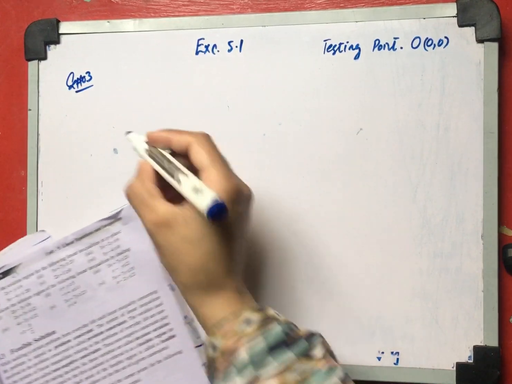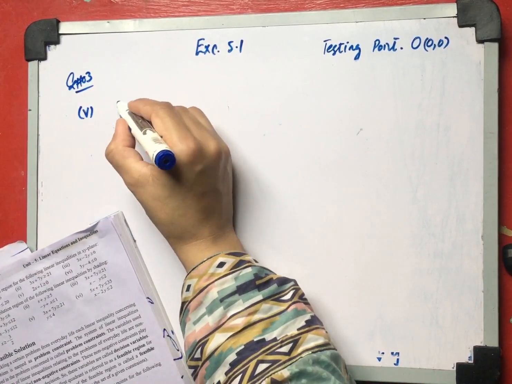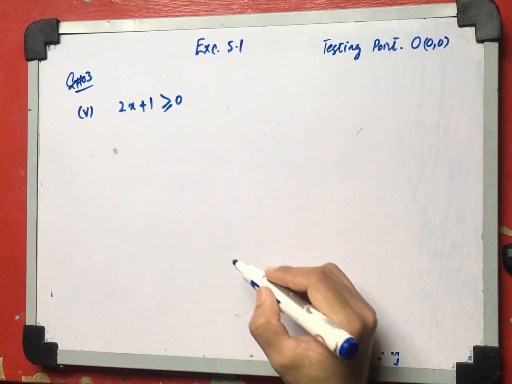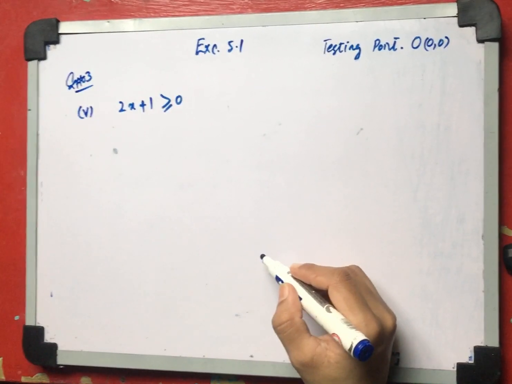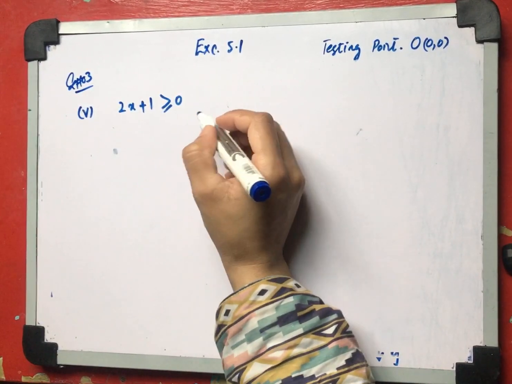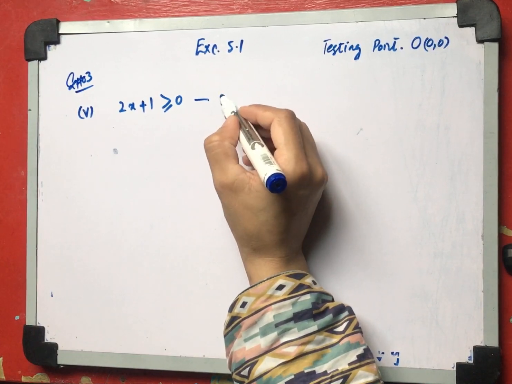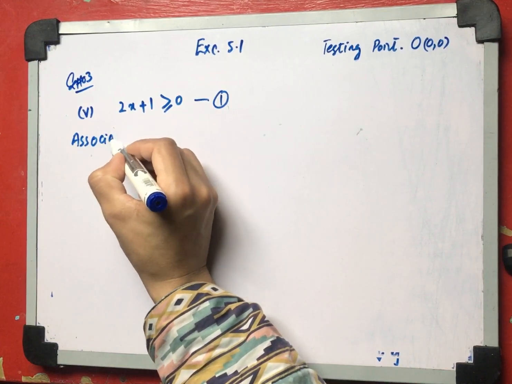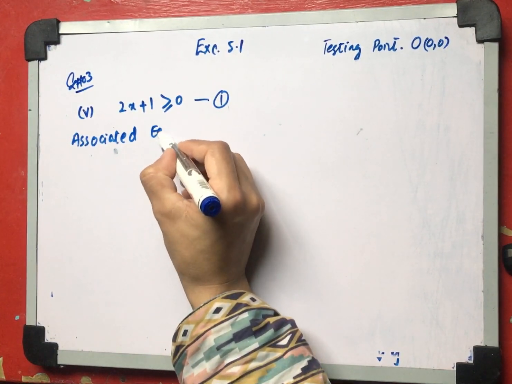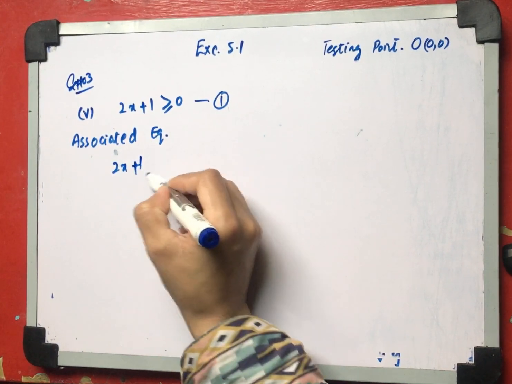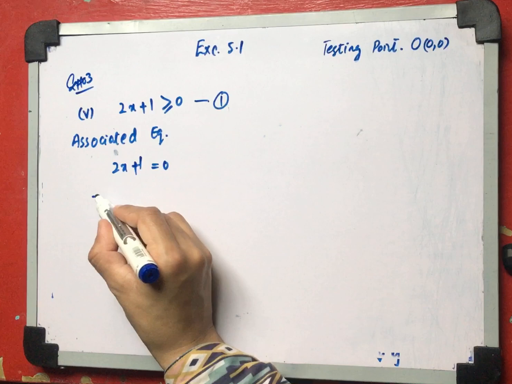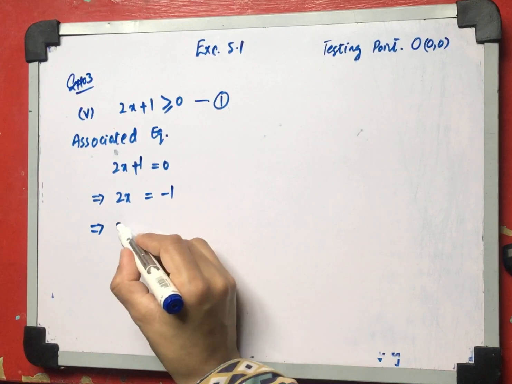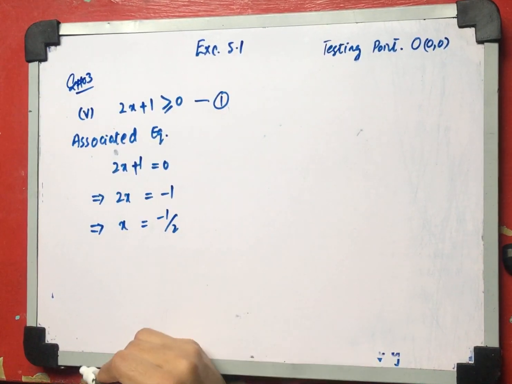Now part number 5, 2x + 1 ≥ 0. Here we can see that only one variable is appearing in this inequality. So if there is only one variable, then what will we have to do? First of all, write its associated equation, that is 2x + 1 = 0, which implies that 2x = -1, and this implies that x = -1/2.